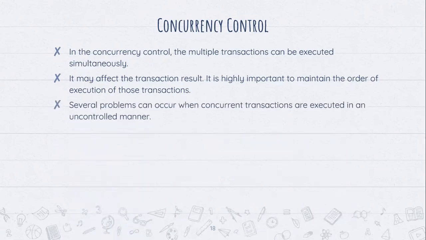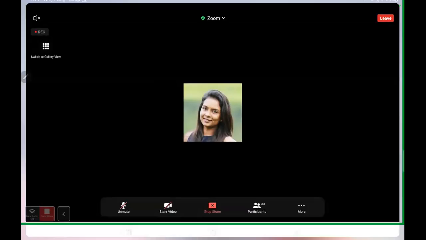Several problems can occur when concurrent transactions are executed in an uncontrolled manner. If we cannot control concurrent transactions, there can be huge problems. When many transactions happen at once, we must be able to control them. That's why we use concurrency control. I will explain that using an example. Right. What is this concurrency?